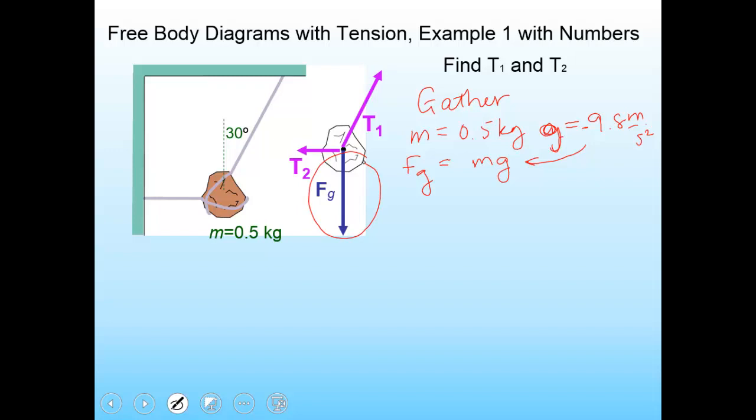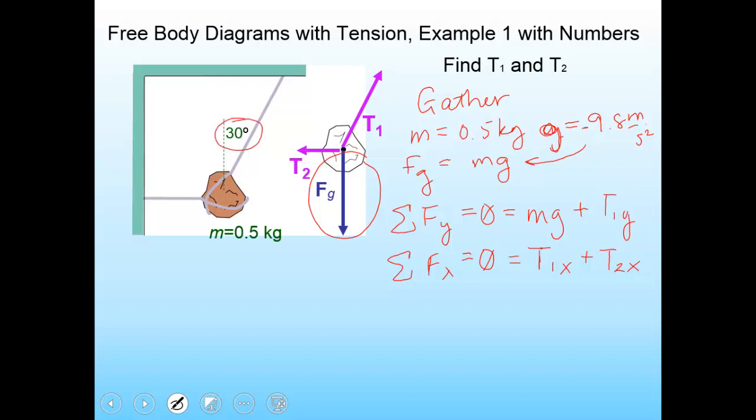We also know from before that the sum of the forces in the y direction has to equal 0 because the stone is not accelerating. And so that means that we have mg plus T1y has to equal 0. We also know that the sum of the forces in the x direction has to equal 0. So that means that T1x plus T2x has to equal 0. And we do know this angle of 30 degrees here.